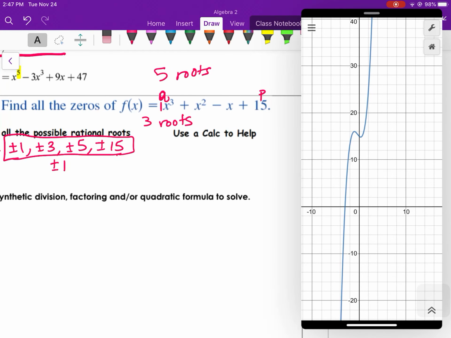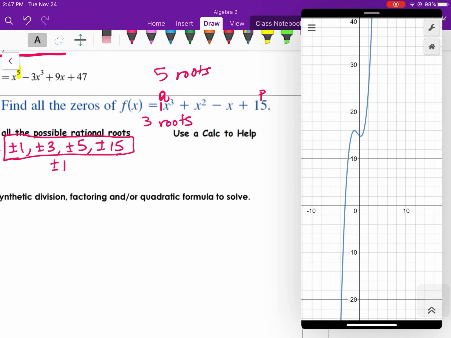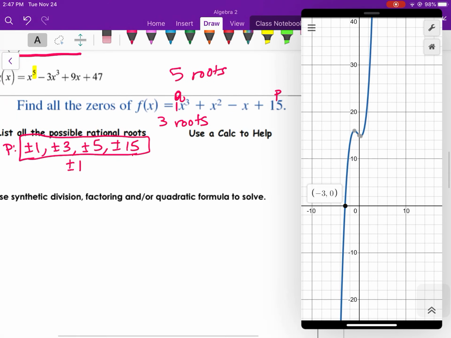See the end behavior, it's positive. It has that positive slope. As you go to the right, it increases. To the left, it decreases. We have one root right here where it crosses the x-axis. Those are our real solutions, our roots, our x-intercepts. That's what we're looking for here. So that is at -3, which is one of our possible roots.